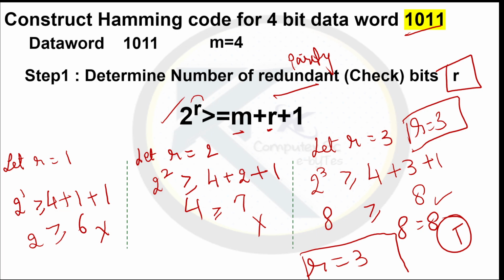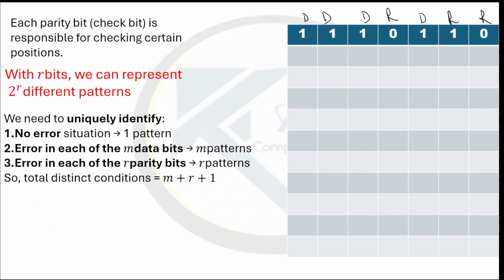But before we move further, let us understand what is the significance of this equation. See, each parity bit is responsible for checking certain positions within the Hamming code. So with R bits, we can generate 2 to the power of R different patterns. So what is meant by pattern? For understanding, let us see that this is the original string and this is the Hamming code. For just now, remember that these three are data bits. This is a redundant bit. This is again a data bit. And these two are redundant bits, right?